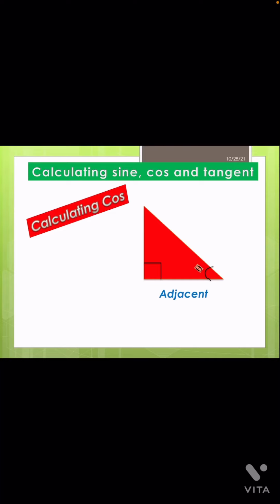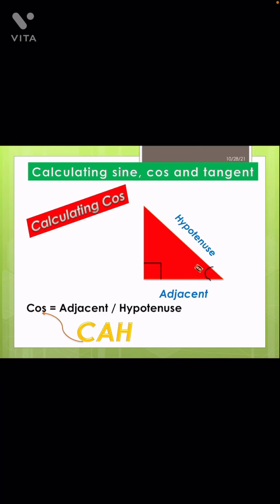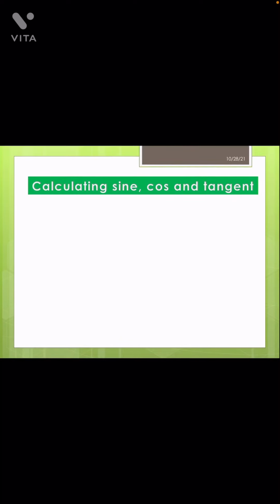We can find cos by dividing adjacent with hypotenuse. Cos is equal to adjacent divided by hypotenuse. C A H, where C represents cos, A adjacent and H for hypotenuse. Is it easy, right? C A H, and we'll see how to calculate tan.